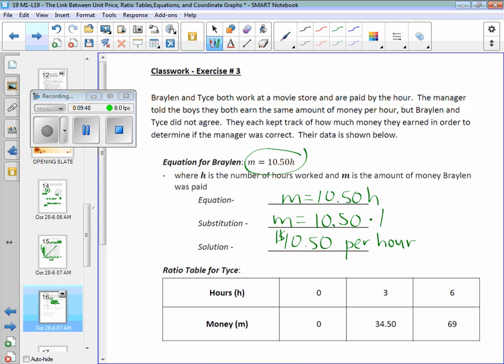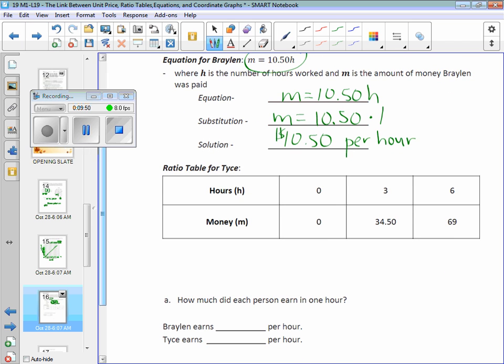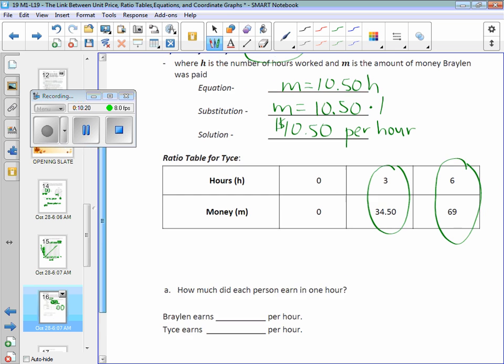For Tice, we don't have an equation. We have a ratio table. The ratio table does not tell us how much he makes for one single hour. You have to figure it out. You could pick this ratio, or you could pick this ratio. It doesn't matter. But you have to do division. Which one do you want to do? 6 and 69 or 3 into 34.50? Because you're going to get the same thing. What did you do, Em? I did 34.50 divided by 3.